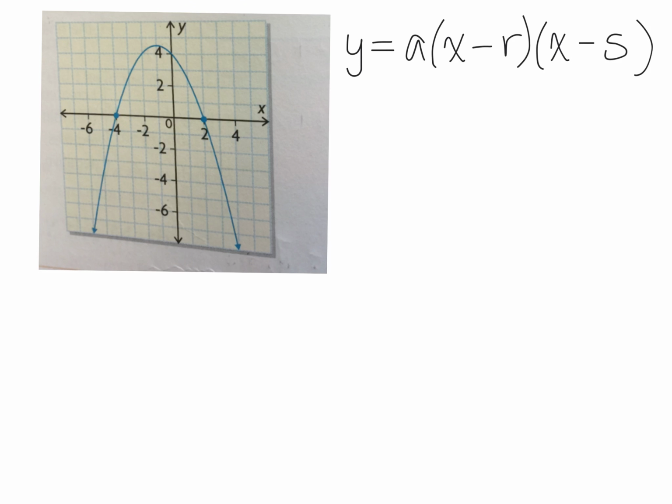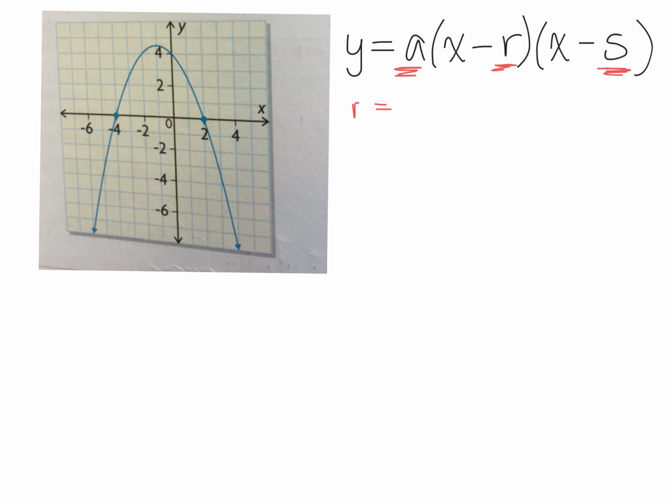So just by looking at this graph, can you determine any of the unknown variables? Because when you have to write this equation, you have to replace a, you have to replace r, and you have to replace s, right? To come up with the equation. Can we replace any of those variables right now just by looking at the graph? Which ones? r and s, right?